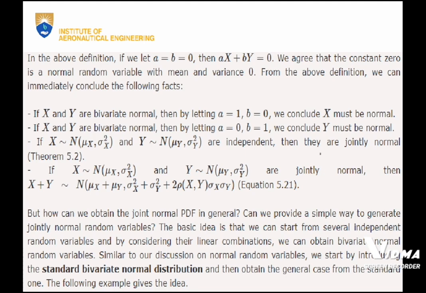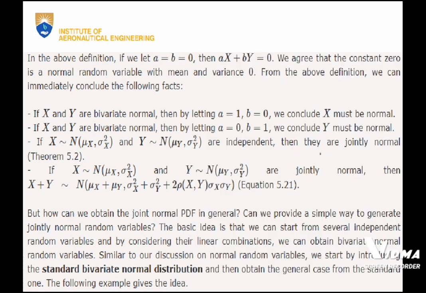Theorem. If X is normal with mean mu X and variance sigma square X, and Y is normal with mean mu Y and variance sigma square Y, and they are jointly normal, then X plus Y is normal with mean mu X plus mu Y and variance sigma square X plus sigma square Y plus 2 rho of XY sigma X sigma Y.